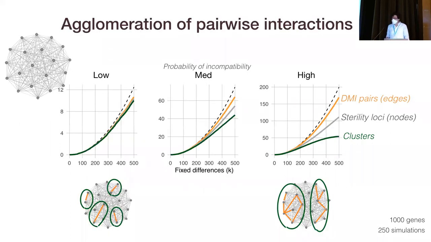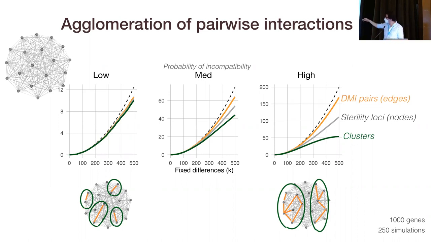All right, these are the actual results. If P is 10 to the negative 4, we're still very, very close to Orr's domain here, right? So pairs and clusters and sterility loci all track each other pretty well. They're all good proxies for the snowball effect. And in the lower bottom left there, I'm showing you a cartoon of what is roughly happening. So each pair is its own little cluster.